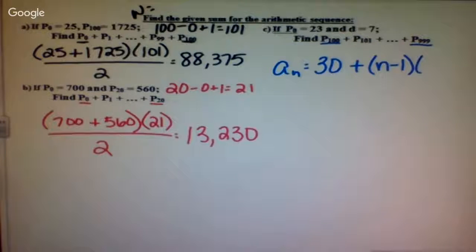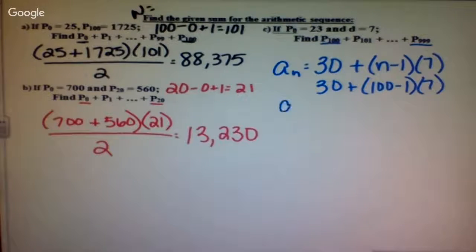N minus 1 times 7. So the first thing I need to find is what number goes here. What is P sub 100? So we're going to plug in 100 minus 1 times 7. Oh, I was about to say 700. 20,790. Oh, hang on. That was 1,000. 723.